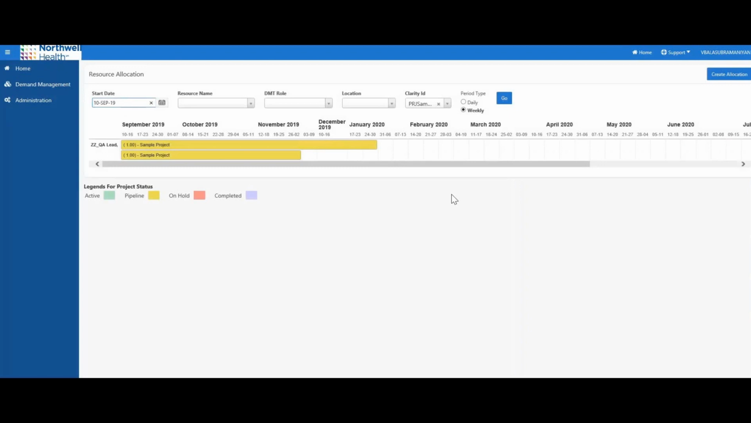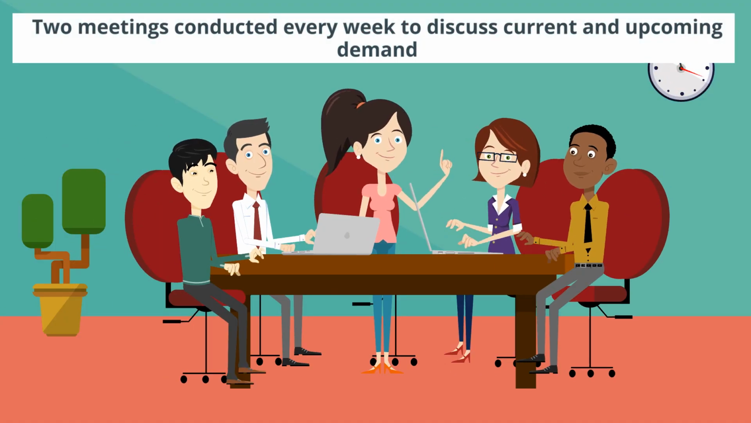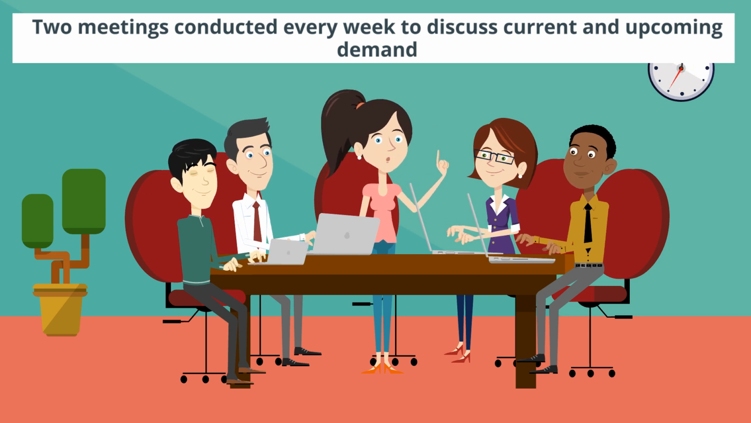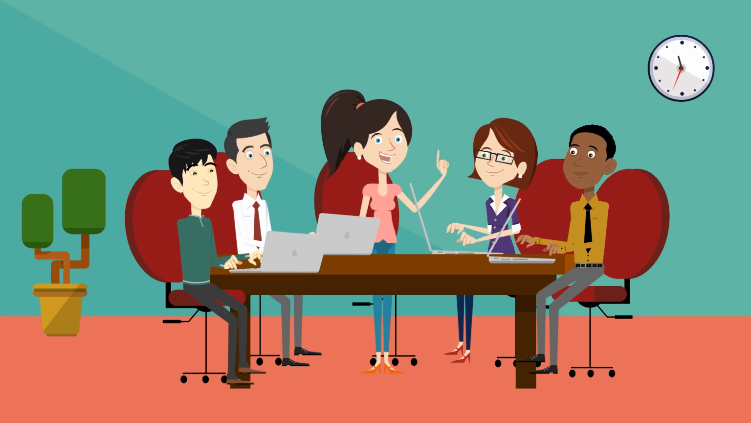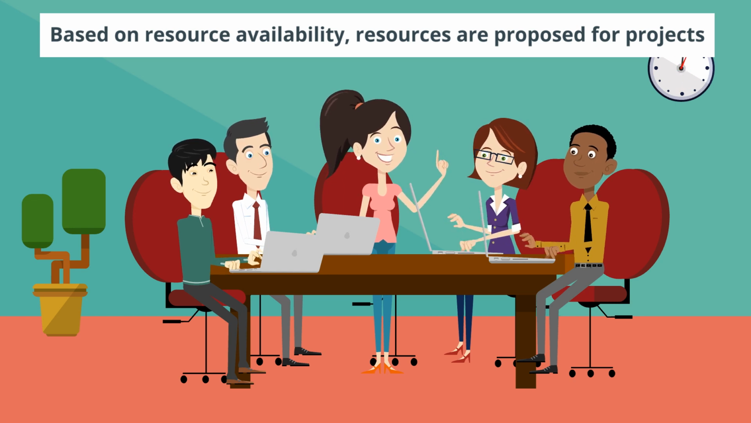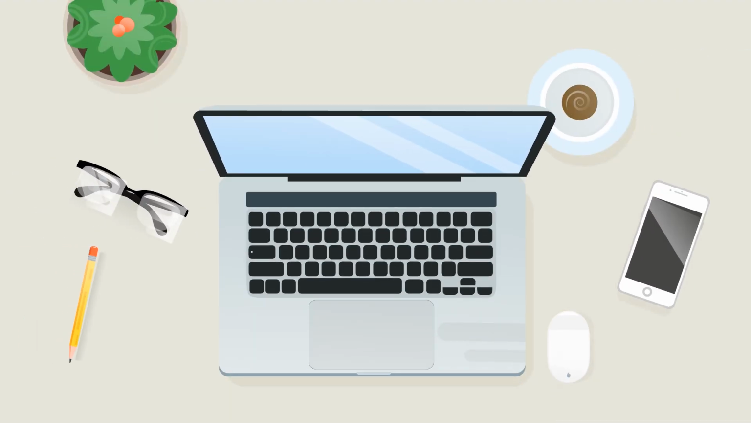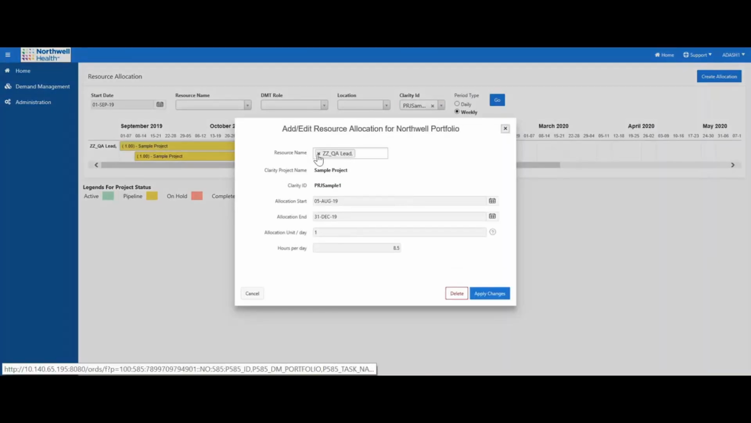The demand manager conducts 2 meetings every week with the QA managers to discuss the current and upcoming demand for TCOE and any upcoming resource requirements for the estimated projects. Based on resource availability identified using the Executive Dashboard module, resources are proposed during the demand management meeting. To do this, in Workbench, the placeholder resource is replaced with the same allocation by an actual resource name.